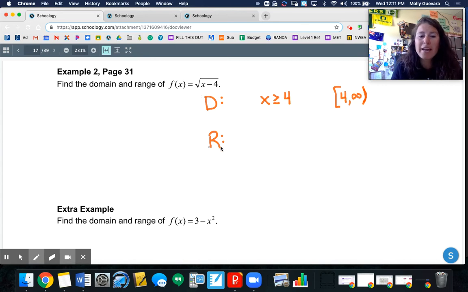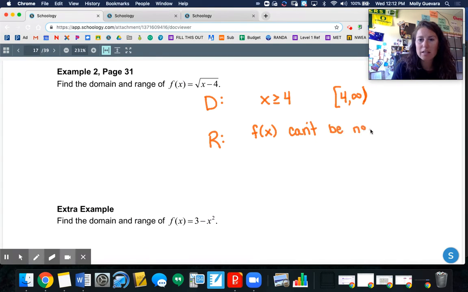For my range, we have to think about what numbers are we allowed to get out of the equation. So the smallest number I can take the square root of is 0. And what do I get when we get 0? The square root of 0 is 0. So f of x can never be a negative, right? I'm not going to take the square root of a number and get negative, ever. It's not going to happen, okay? So I'm going to say f of x can't be negative.